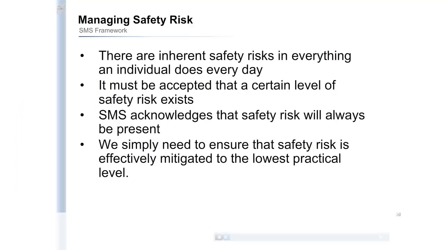There are inherent safety risks in everything an individual does every day. It must be accepted that a certain level of safety risk exists. SMS acknowledges that safety risk will always be present. We simply need to ensure the risk is effectively mitigated to the lowest practical level.